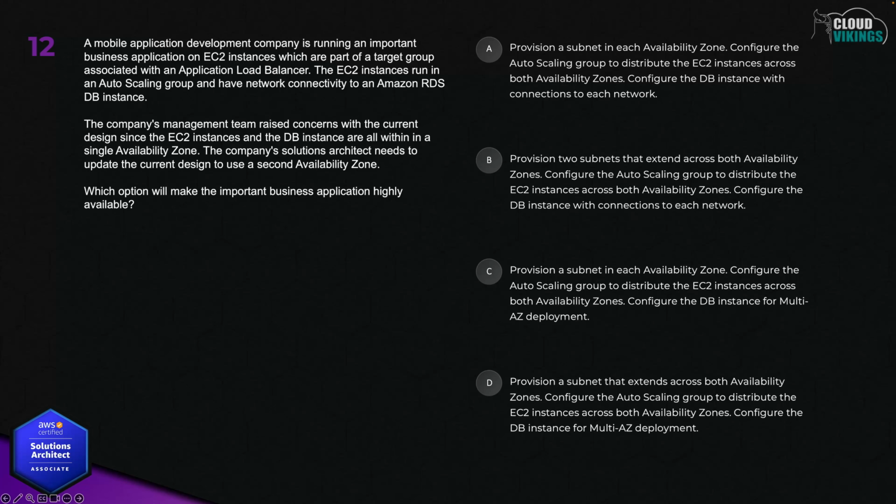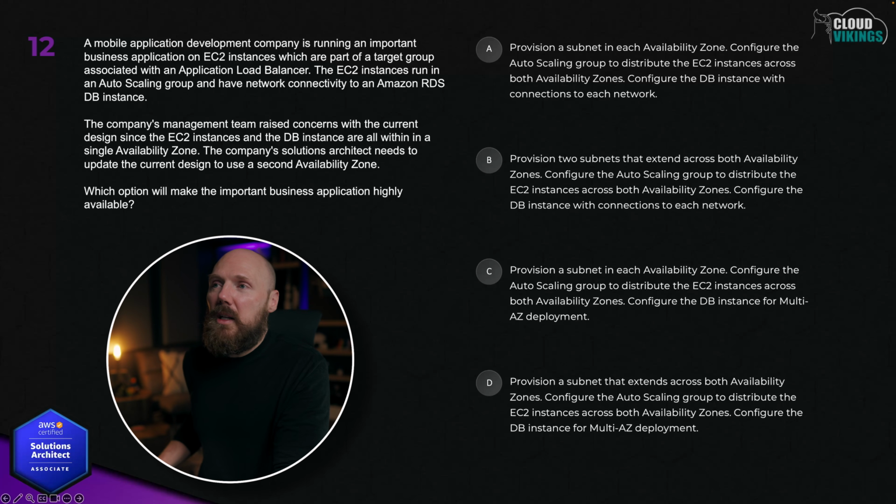C. Provision a subnet in each availability zone. Configure the autoscaling group to distribute the EC2 instances across both availability zones. Configure the DB instance for multi-AZ deployment. D. Provision a subnet that extends across both availability zones. Configure the autoscaling group to distribute the EC2 instances across both availability zones, and then configure the DB instance for multi-AZ deployment. The correct answer here would be C.